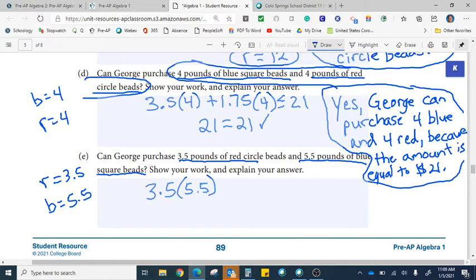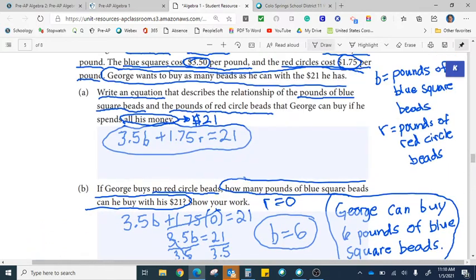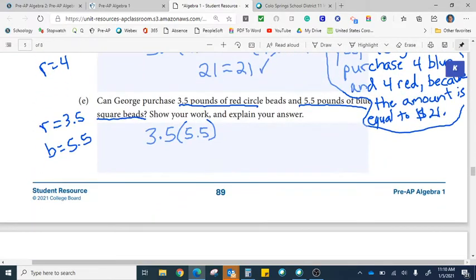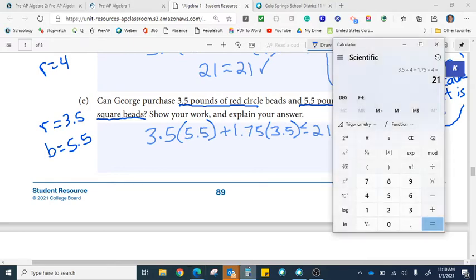Okay, so just remember, back up. We're using that original equation, that one right there: 3.5 B plus 1.75 R equals 21. All right, so we're going to go ahead and add 1.75 times 3.5 and check it out to see if we'll even say less than or equal to 21. Open up the calculator, and in one step we should be able to do that.